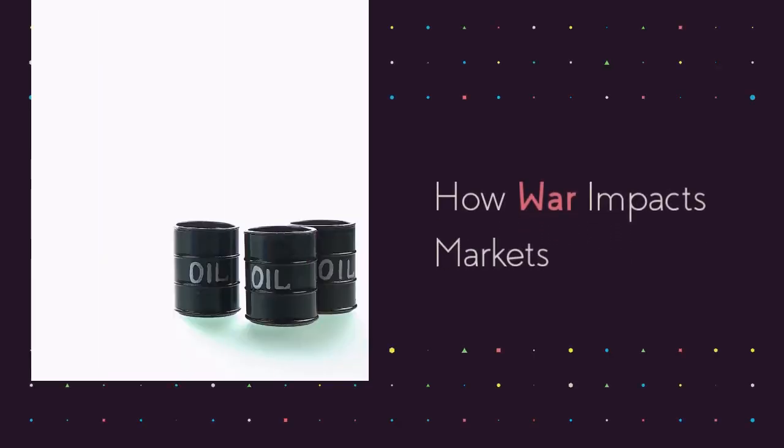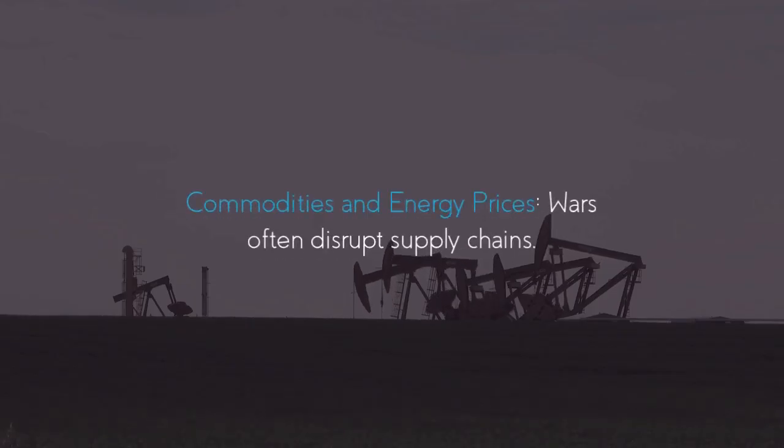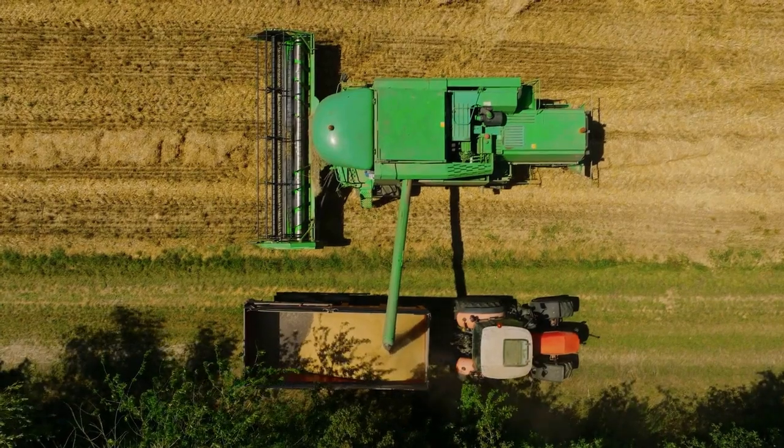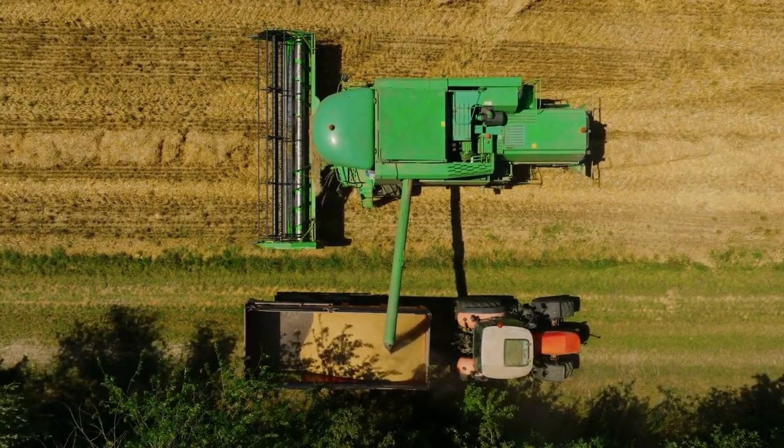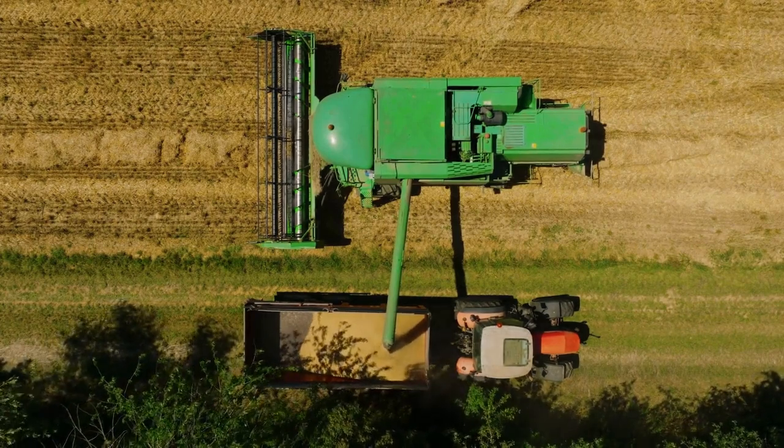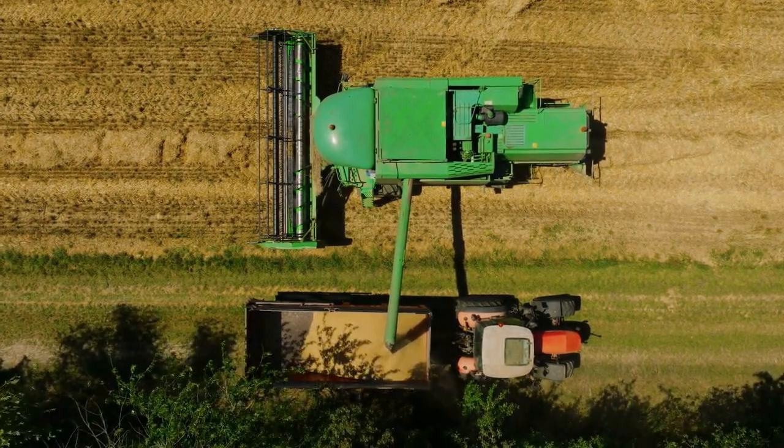How war impacts markets, commodities, and energy prices. Wars often disrupt supply chains. For instance, the Russia-Ukraine conflict led to surges in oil, natural gas, and wheat prices, as these regions are major suppliers. India, being a net importer of energy, faced increased fuel costs that trickled down to inflation.